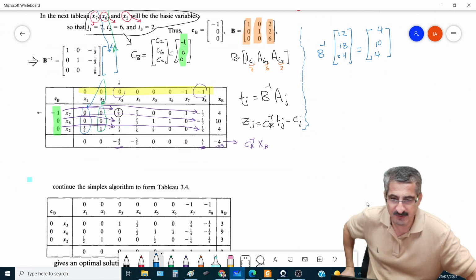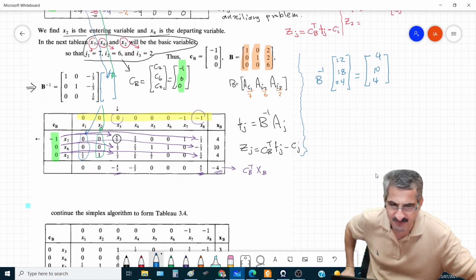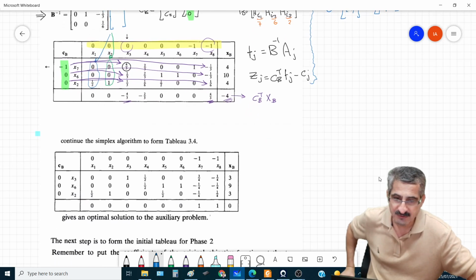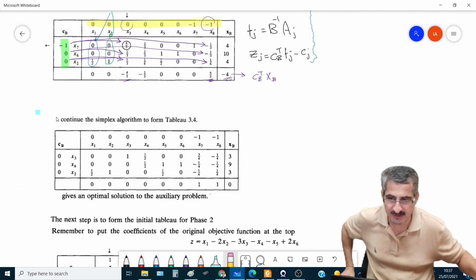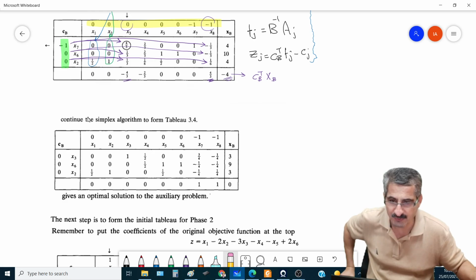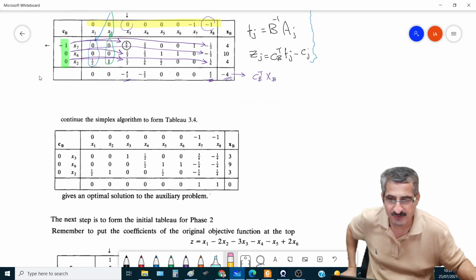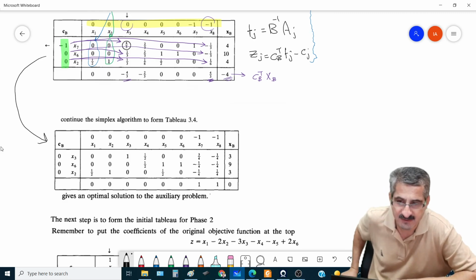Okay. Now we got the new table. How we computed the entries in the objective row, we have already done. So we will continue the simplex algorithm to form the table below. One more step of the algorithm gives us this.